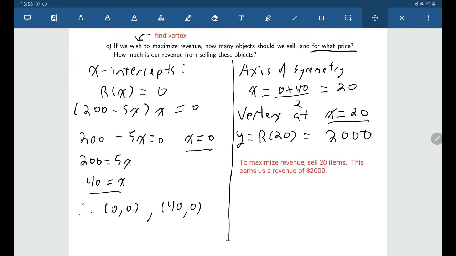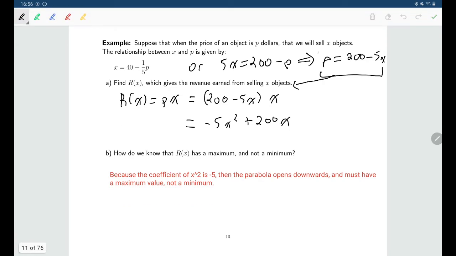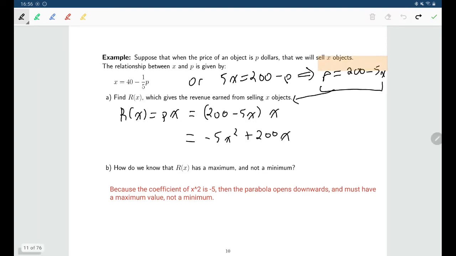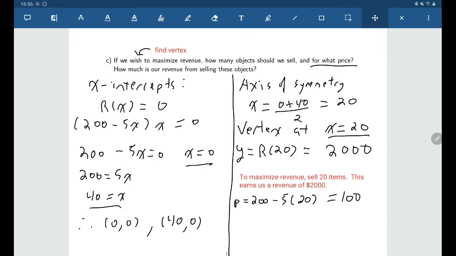And so if you go back, you have a relationship here that tells you if you know the value of X, you can use this to find out what your price should be. So your price should just be 200 minus 5 times X. So our price should be 200 minus 5 times our value of X, which turns out to be 100. So that means that we should set our price at $100 to maximize revenue.